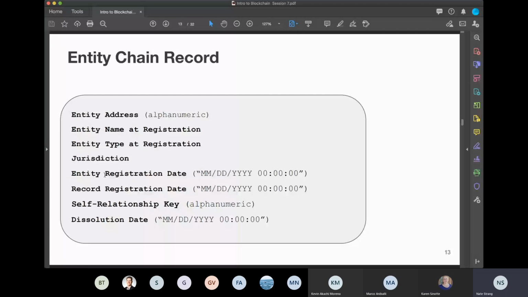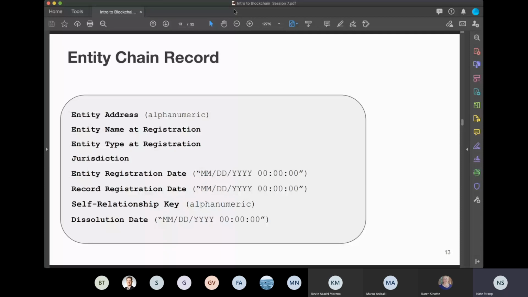And we have our other basic information here. We have the date that the entity was registered, and this is when our company was incorporated or when our book club was formed. And then we have the record registration. This is when we created a record on the entity chain. We have our self-relationship key for an entity. Again, I'll explain what that means in a second. And then we have a dissolution date, which is the entity's version of date of death. When is the company going to dissolve, or when is the group going to dissolve?